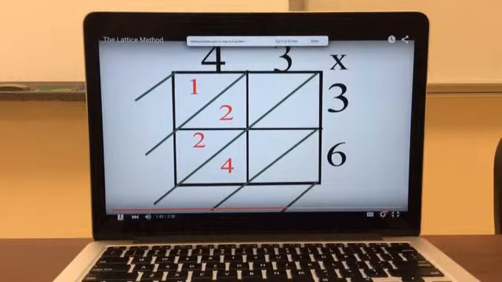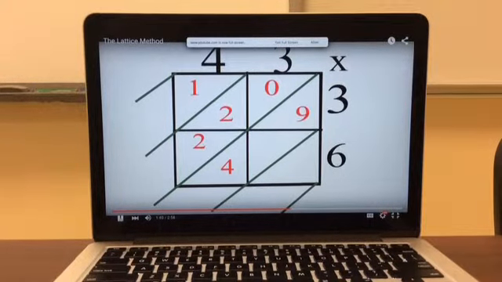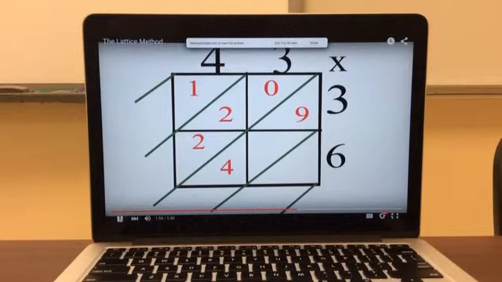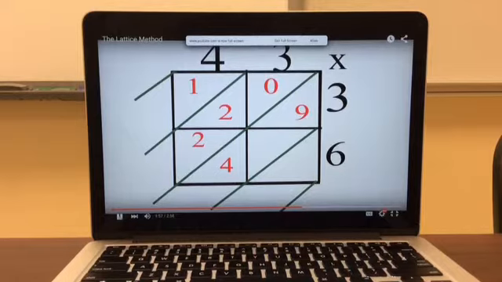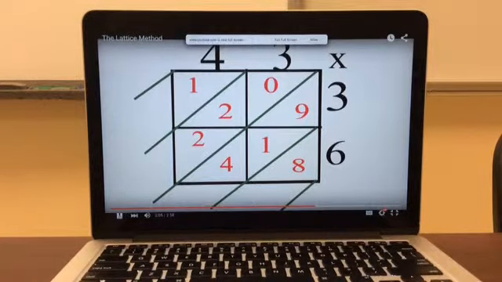3 times 3 equals 9. Place a 0 on the top since this doesn't have a number in the tens place, and the 9 goes in the ones place on the bottom. And 3 times 6 equals 18. We have multiplied each number and all the answers are in the correct box.